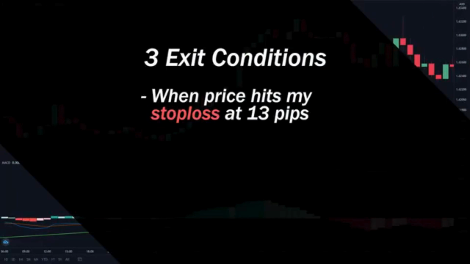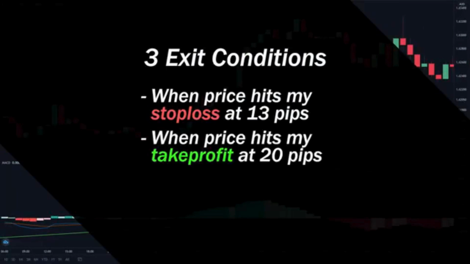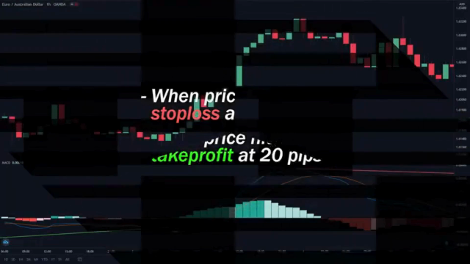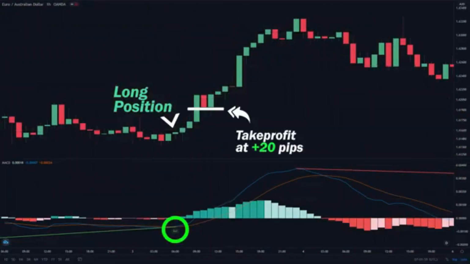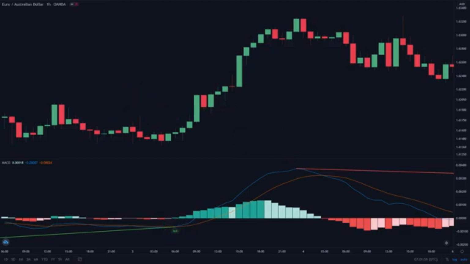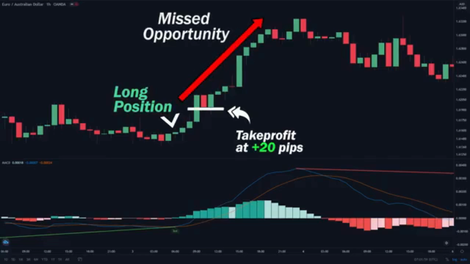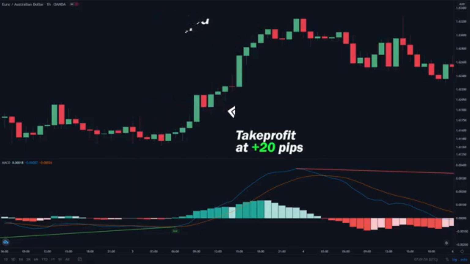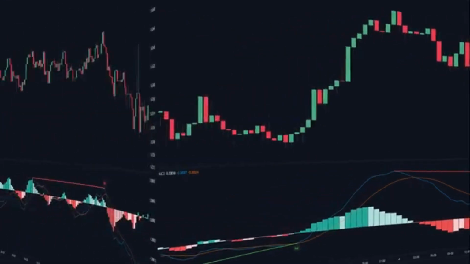My second exit condition is when I hit my take profit target. So my take profit target will always be at 20 pips. So why did I max out my profit to only 20 pips? Well, it's because I don't want to lose my profit because of a late exit. I'd like to take my profits quickly because again, trading against a trend is very dangerous. And yes, I would miss rallies like this. But in exchange, I would receive a less risky and more consistent profit.